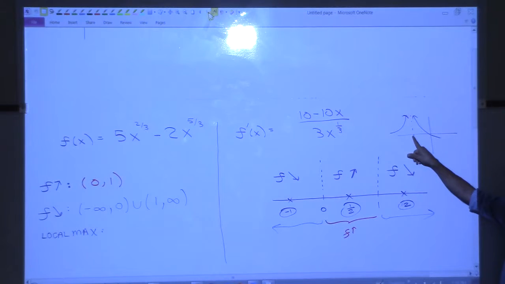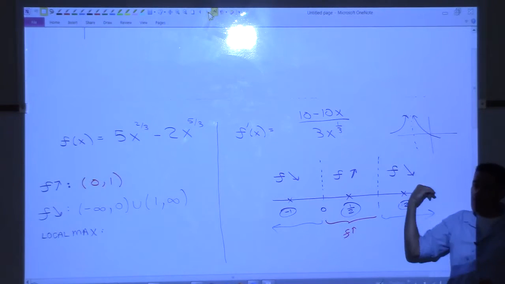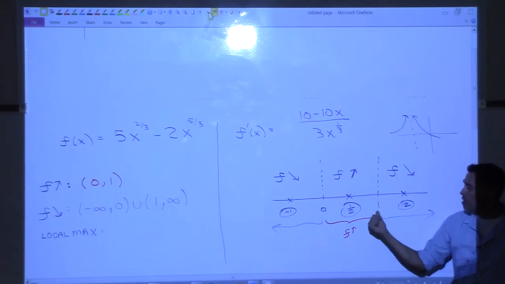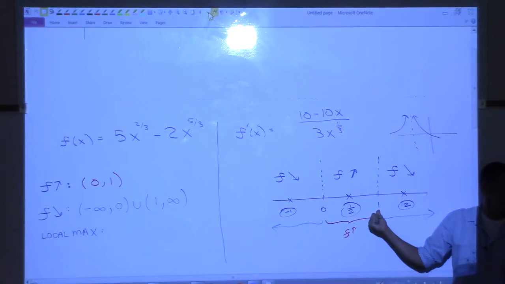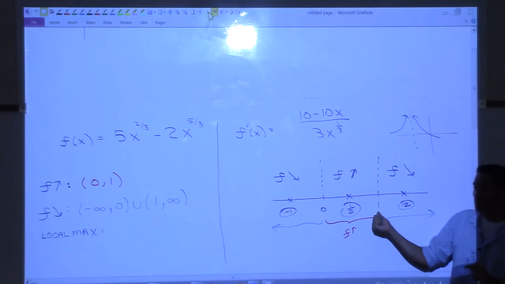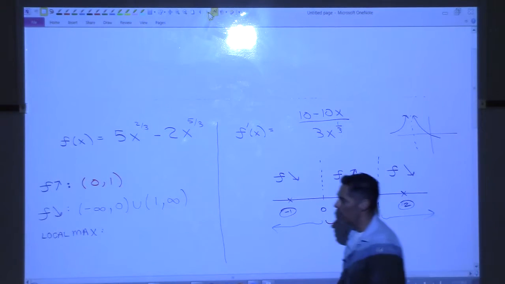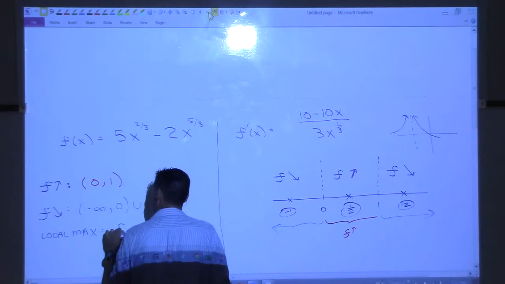So you always want to be checking for the up and the down, which we have, but you also want to check that this number is actually in the domain, which it is. So we can be assured that this is where we get a maximum. So we have a local max at x equals 1.